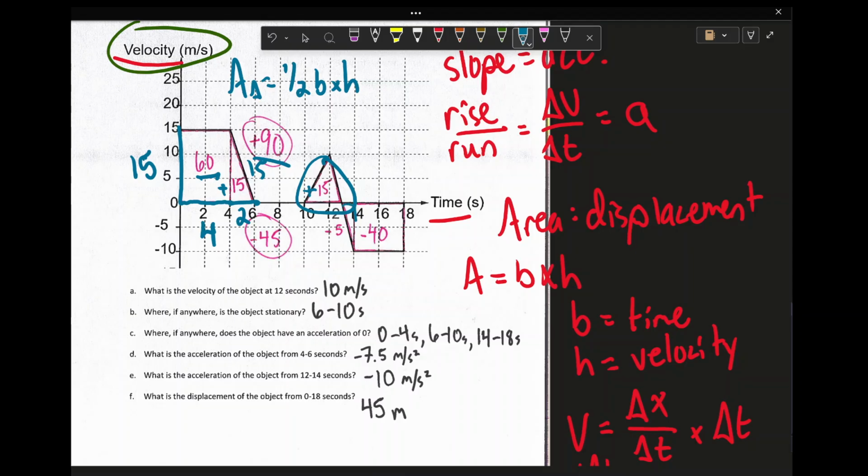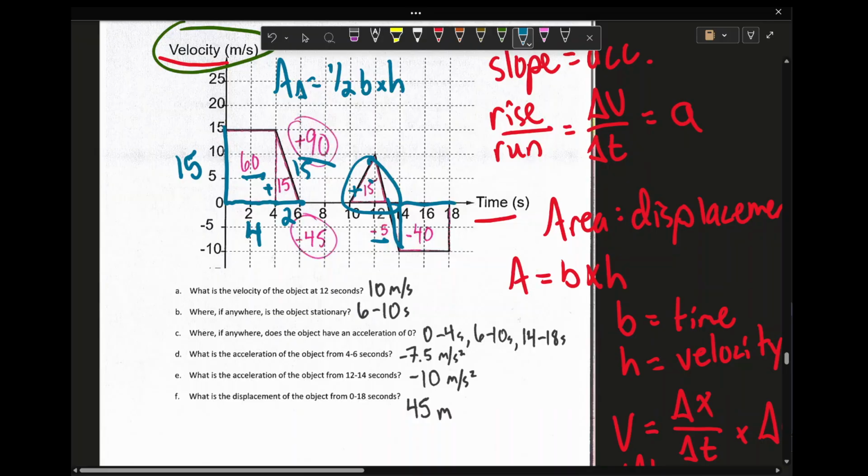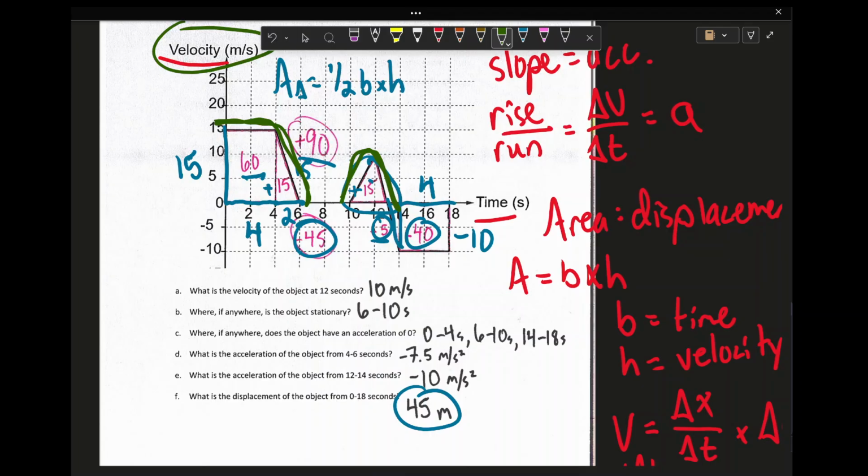Then down here, if you find this little tiny triangle, that's -5. And this is a base of 4 and a height of -10. So that's a -40. So -5 and -40 is -45. 90 plus -45, or 90 minus 45, gives you 45. And why, what is happening here? Essentially, if we think about what this graph means, this is the velocity. So this area, this part and then this part, it's moving at a positive velocity, meaning forwards.